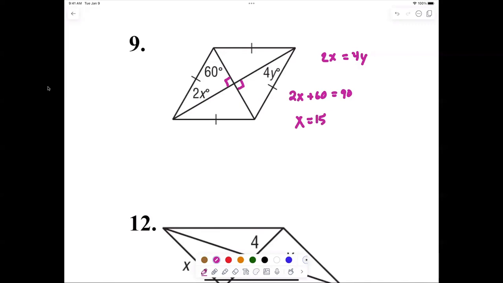Wait, why does 2x plus 60 have to equal 90? Isn't this a 90-degree angle? Yes, so that means the other two angles have to add up to 90, and we know this is 60 also. So then we would say 4y plus 60 equals 90. So that means y would equal what? Why are the two smaller angles equal to the one? What are you asking? Why are the two smaller angles what?